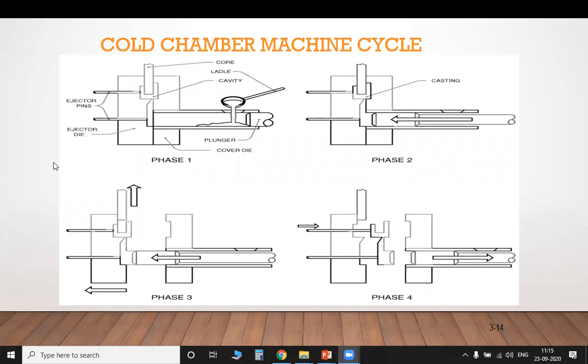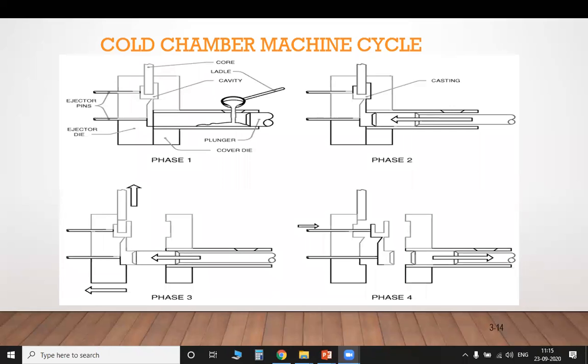When it is solidified, the plunger stays in the same position. After it solidifies, the total process reverses. The moving part goes back to its original position. The fixed part which was attached to the plunger comes to its original position. So this is the cold chamber machine cycle.